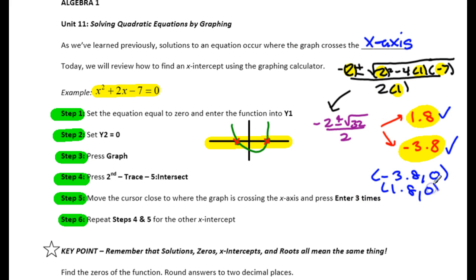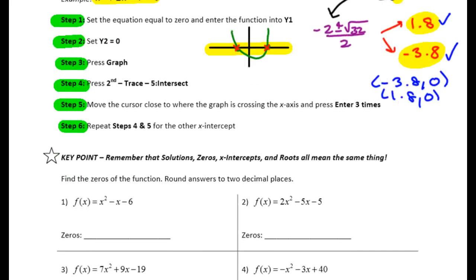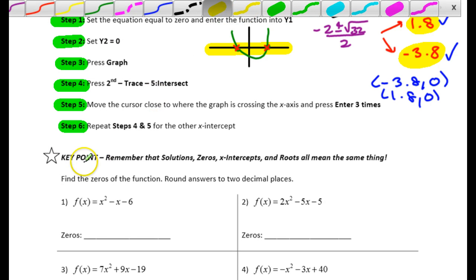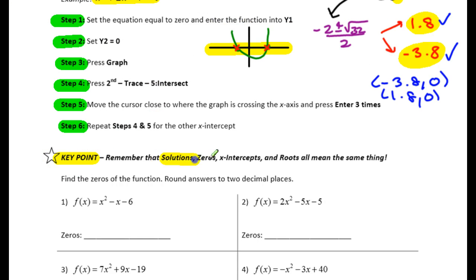Okay, so once again, same thing. Whether you're solving it or graphing it, you're doing the same thing. Okay, so this point is very important. The key point for this is that remember that solutions, zeros, x-intercepts, and roots, they all mean the same thing. So we can do it with the algebra or we can do it with the graphing. The answers, which are the solutions, are the x-intercepts. X-intercepts are zeros or roots. Basically, it all means the same thing.